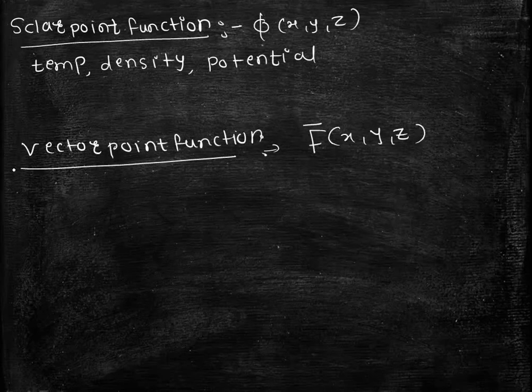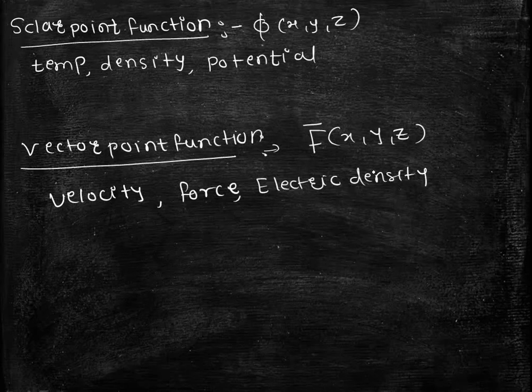For example, velocity, force, electric density are the examples of vector point function. Now we have to define the operator. That is known as the del operator. It is denoted by the symbol del, or we say that operator as nabla, but we call it del.